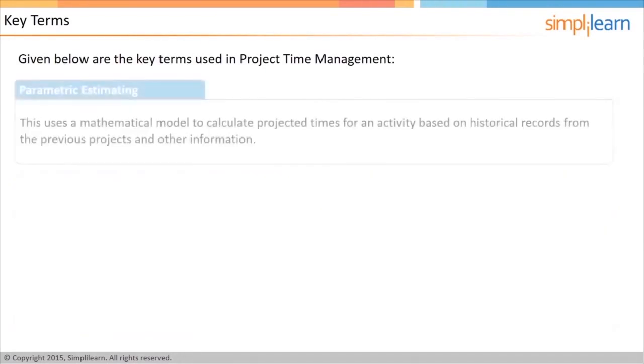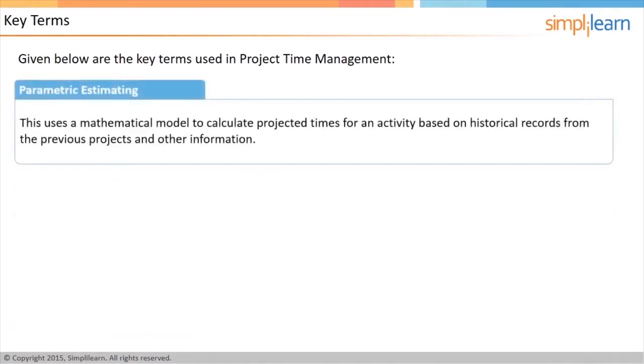Another estimating technique is parametric estimating. This technique uses a mathematical model to calculate projected time for an activity based on the historical records from previous projects and other information. A few common parameters are identified based on the previous project data, and that parameter is used to predict the time required to complete the next activity or project. For example, you can normally complete 10 kilometers of highway construction lanes a week.